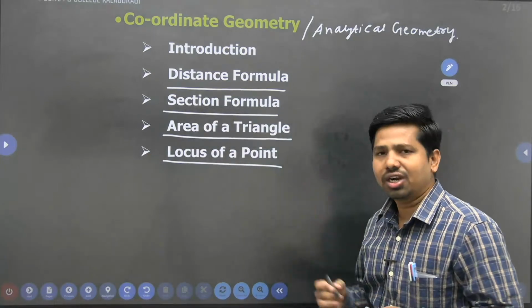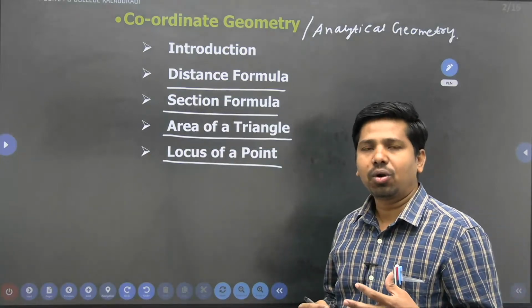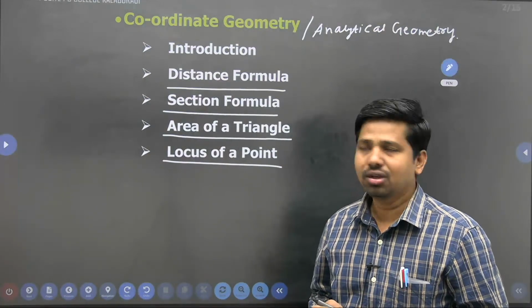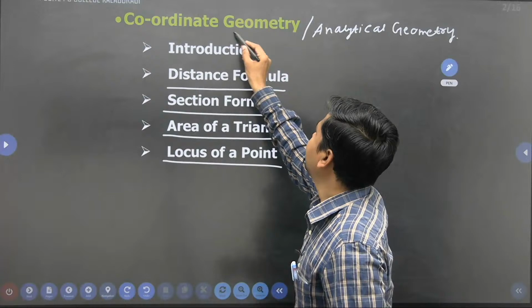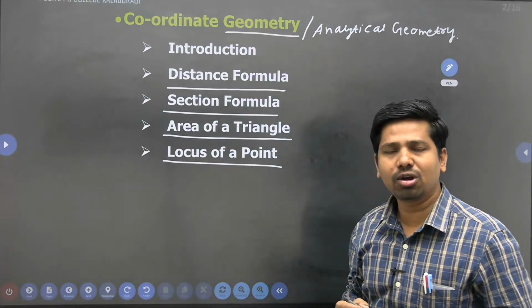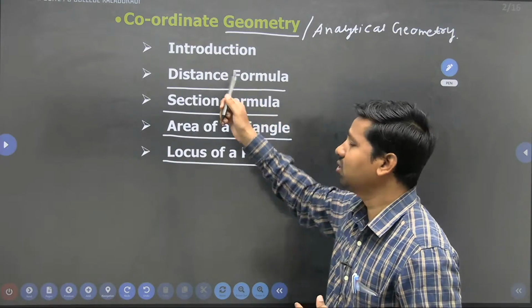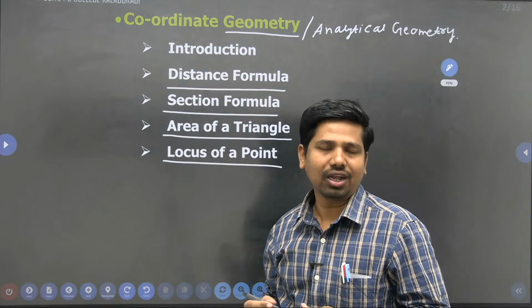So before going to the introduction part, first we'll see what we mean by coordinate geometry or analytical geometry. The word geometry, right? Geo means what? Earth. Metry means what? Measurement. Measurement of the earth is said to be geometry. Then the question comes, what is this coordinate geometry or analytical geometry?